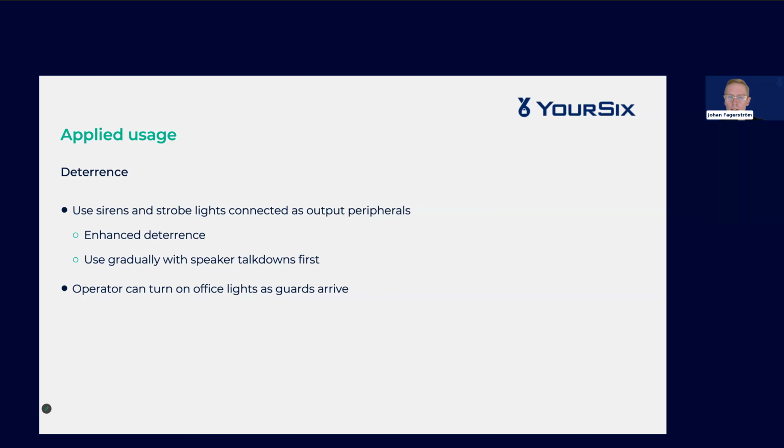Another example is that, as I was saying before, if you combine peripherals and so forth, and you use video for verification, and then you dispatch guards, when they arrive at the site, the alarm operator can guide them by turning on the right lights in, for example, an office building as they arrive, so that the guards don't have to search for light switches on the walls and whatnot.